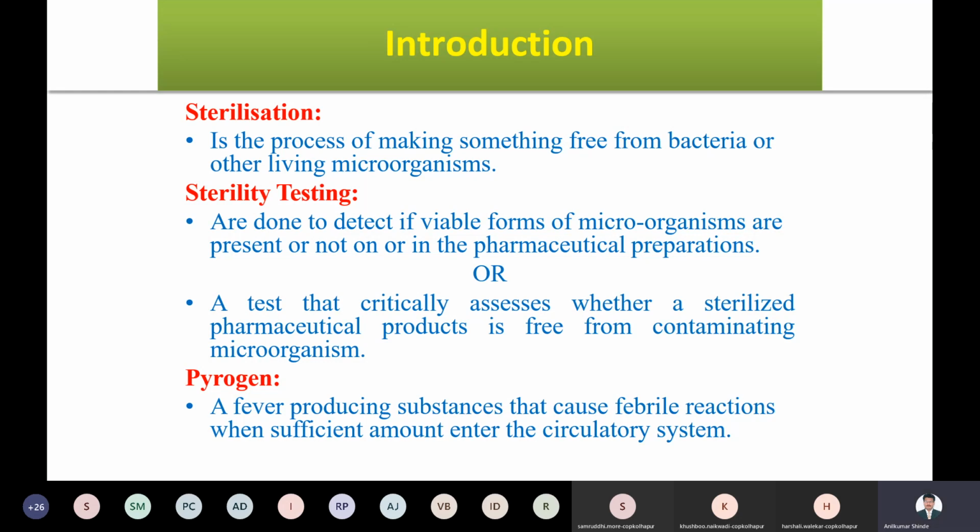Before the injection is administered to the patient, it will be checked by sterility testing. And the sterility testing is called pyrogen testing.